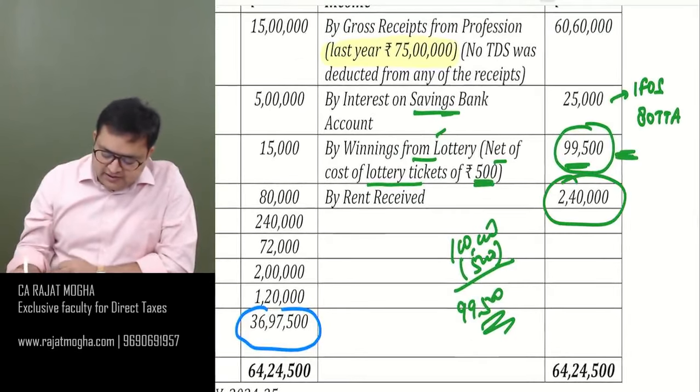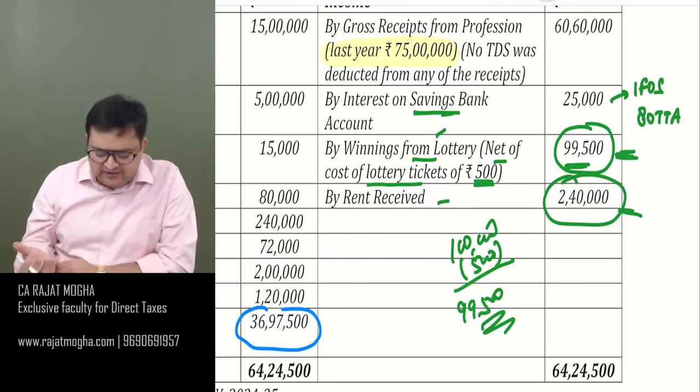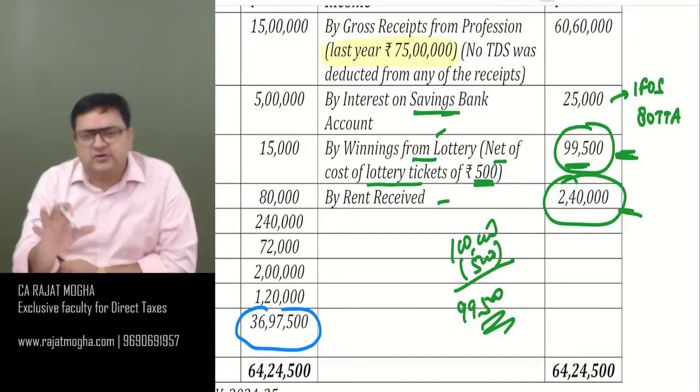Rent received 240. So this is again not your PGBP. If nothing is mentioned, I would assume it's a house property rent, house property income. If they say anything else about which rent it is, then I'll work accordingly. But generally, house property.